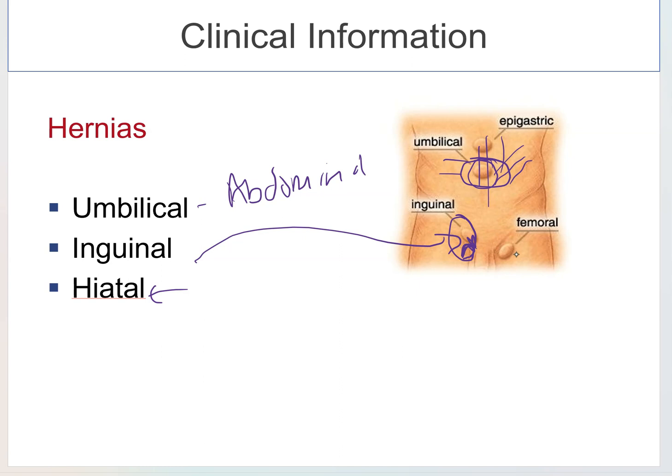A hiatal hernia is a different hernia. This one is associated with what we call reflux. So it's a problem with the esophagus and your diaphragm and your stomach. So the diaphragm, remember, sits up here, your stomach's down here, and the esophagus comes down to the stomach. So what happens is part of the stomach protrudes above the diaphragm. So more of that stomach acid gets in your esophagus, so you have more reflux. And if it's bad, then again, you can have surgery to try to repair it.